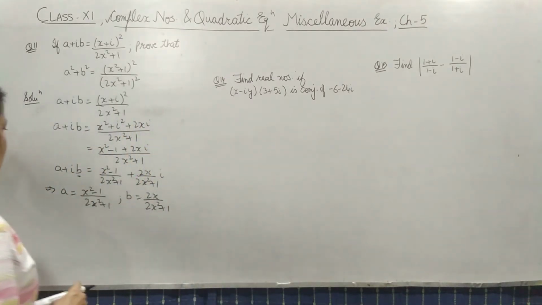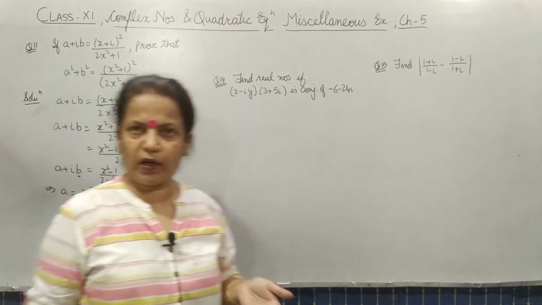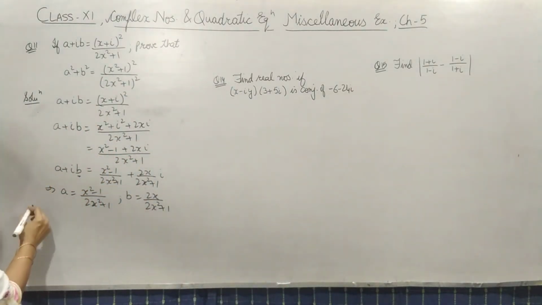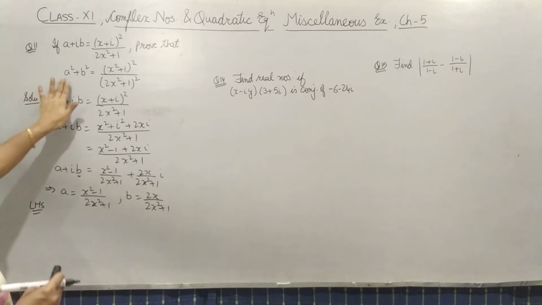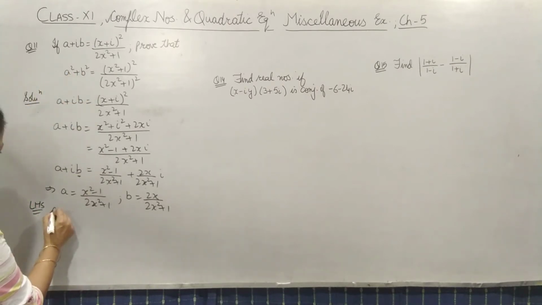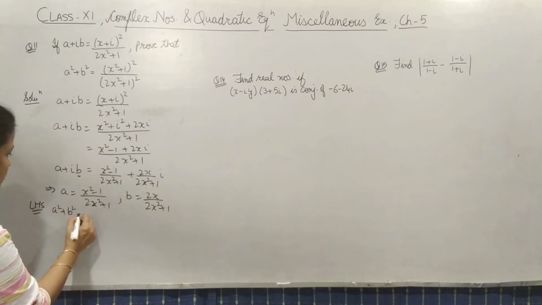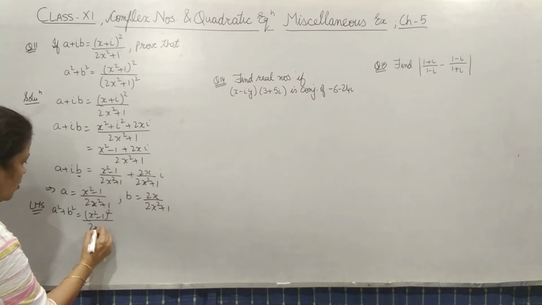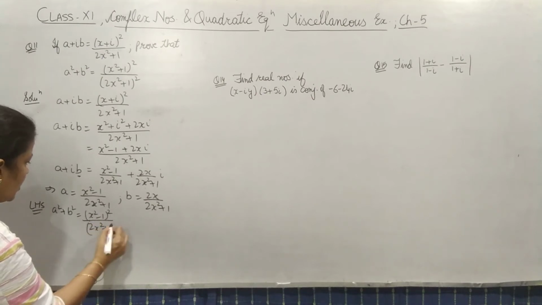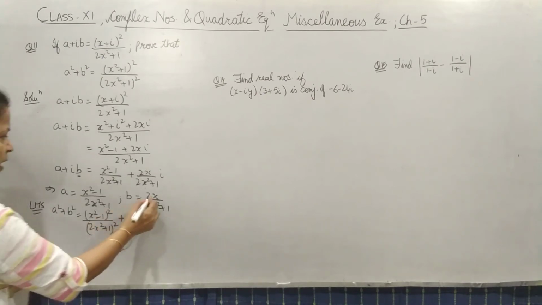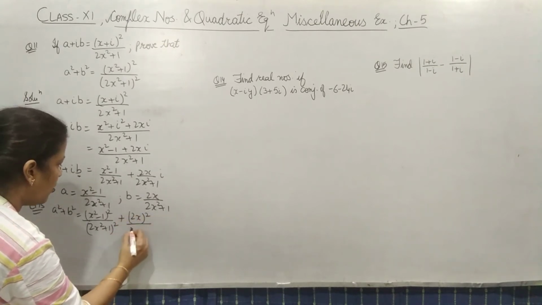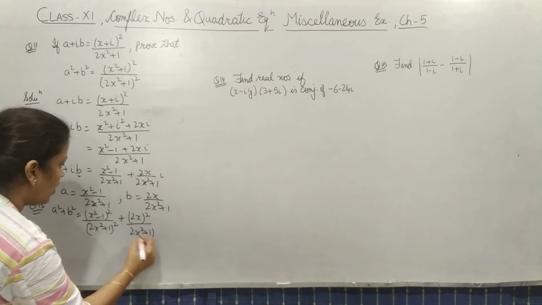Okay, so there is another way also to find its answer, by taking its modulus. Now we will go for LHS. From LHS, a square plus b square, a square plus b square. This is x square minus 1 whole square upon 2x square plus 1 whole square. This is a square plus b square. 2x whole square upon 2x square plus 1 whole square.